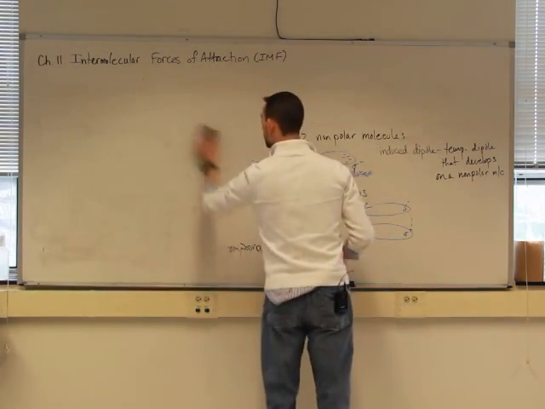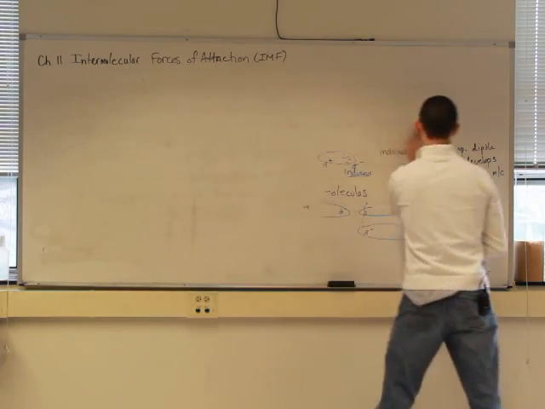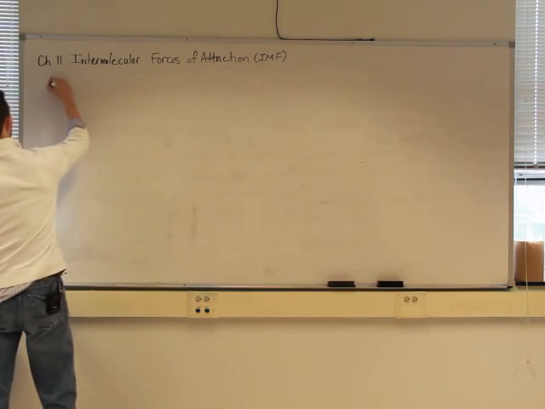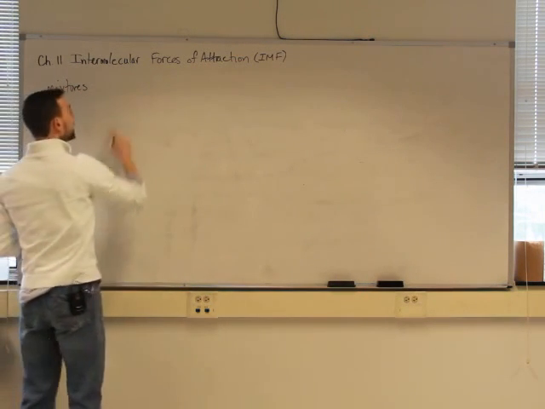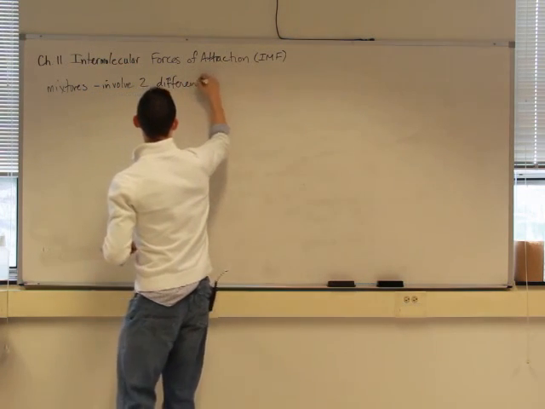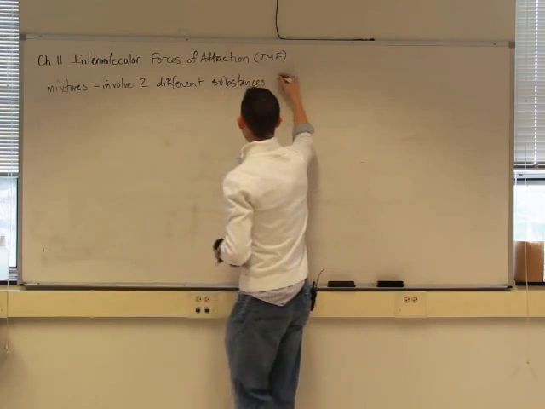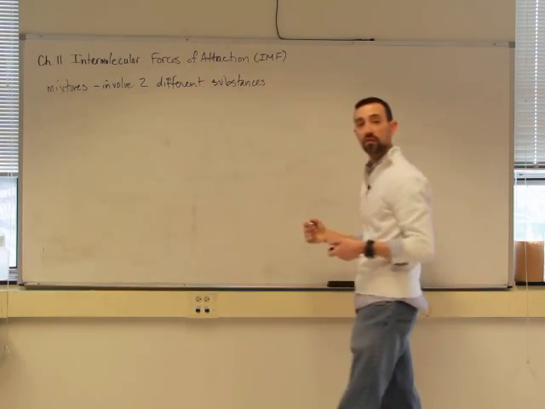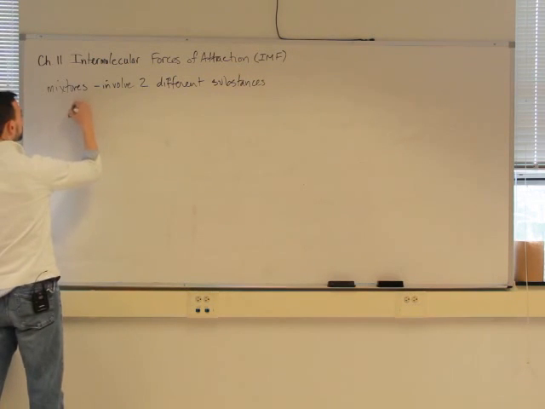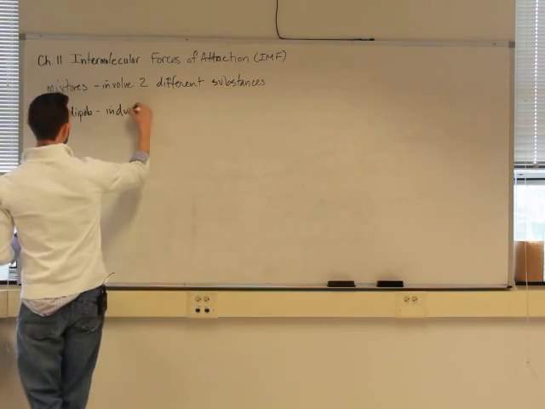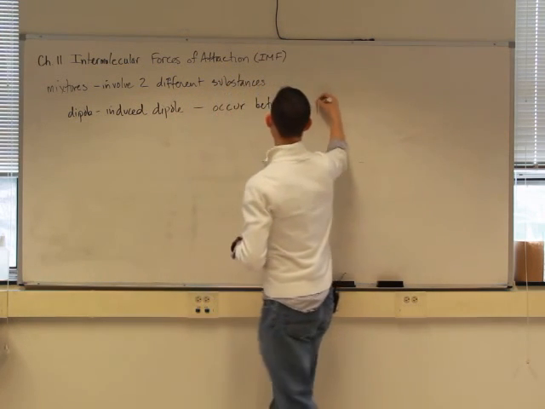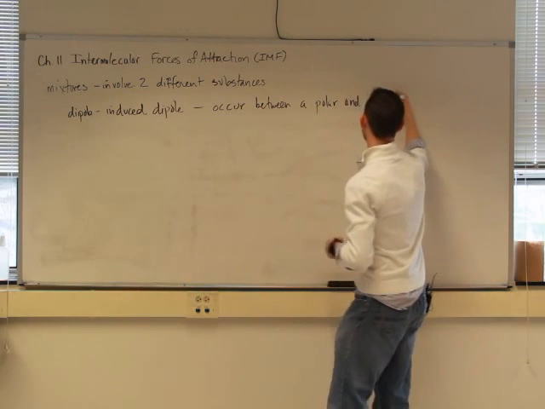All right, we have some special cases to consider, and we have some of the mixtures to consider as well. So let's talk about some of the mixtures first. They're quick and easy, all right? Mixtures involve two different substances, each with its own intermolecular force, each being polar or maybe nonpolar. So some of the things that exist in mixtures, we can have what's called a dipole-induced dipole intermolecular force. This would occur between a polar and a nonpolar substance.